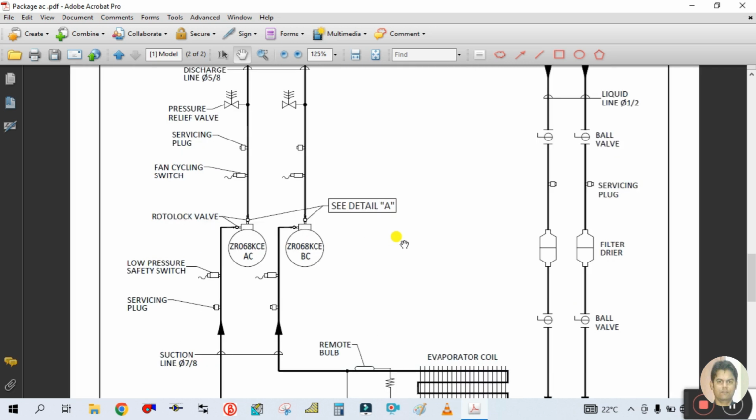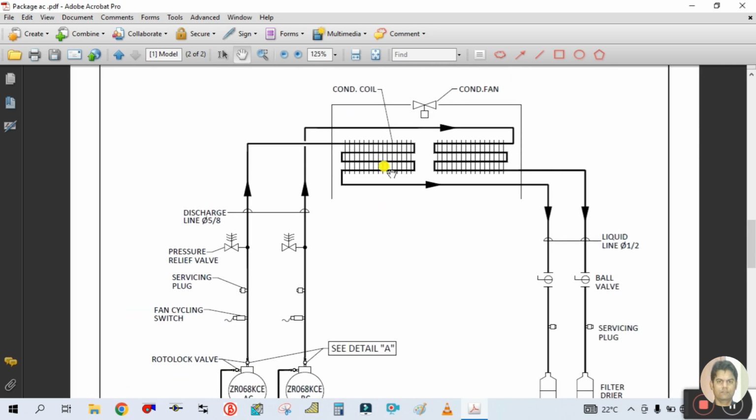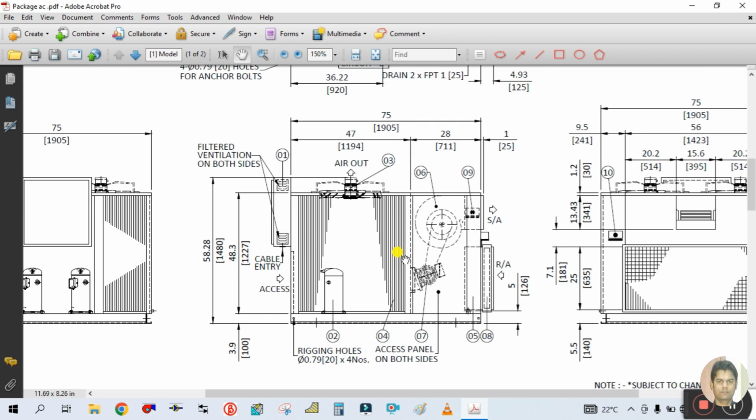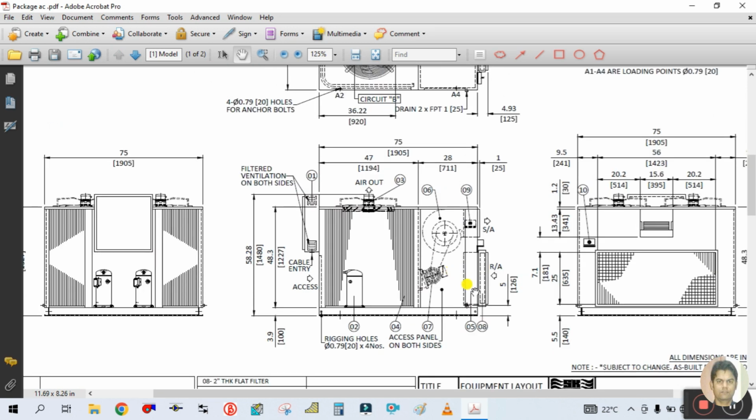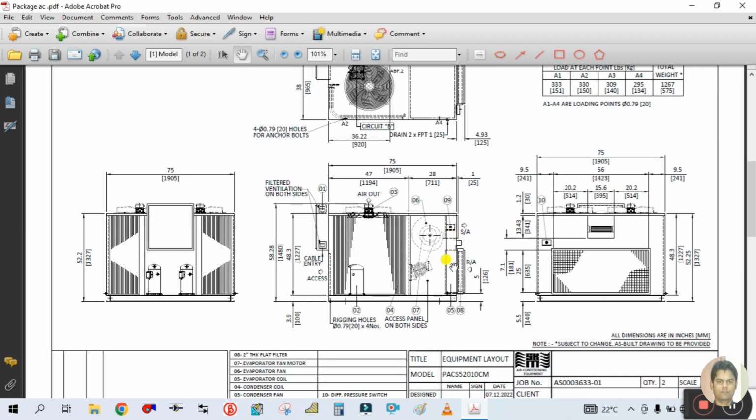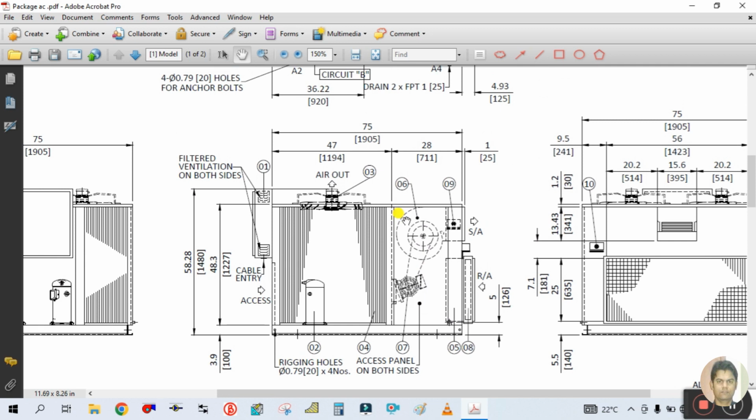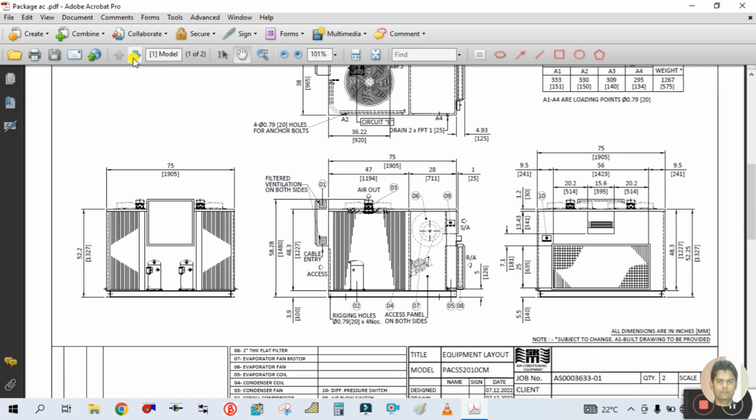This machine is for a real time project. You cannot find a real time project machine like this in the institute, so this is very informative for you guys.